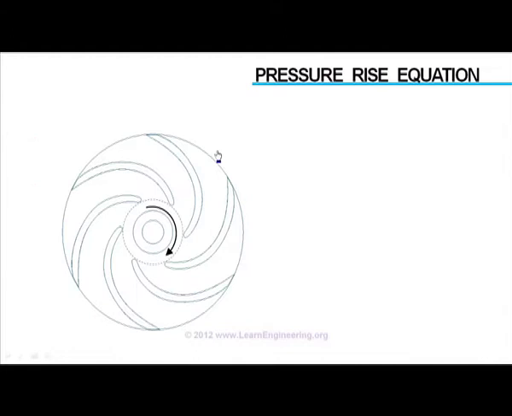Now, we will see how to predict pressure rise. Blade velocities at inlet and outlet are shown here. Fluid velocities at inlet and outlet are also marked. Here you can see, fluid velocity increases from inlet to outlet, due to energy addition to fluid.